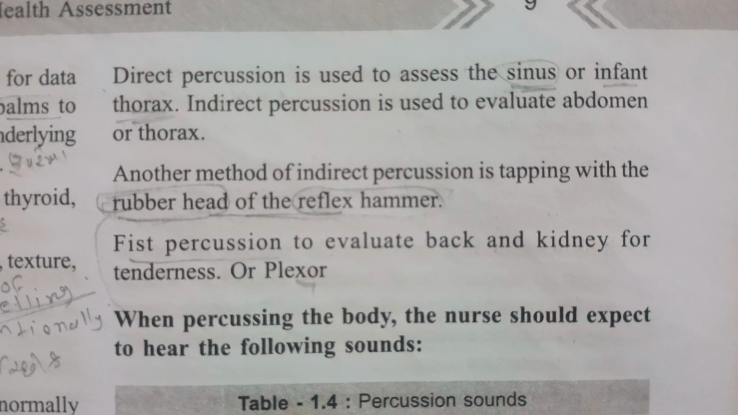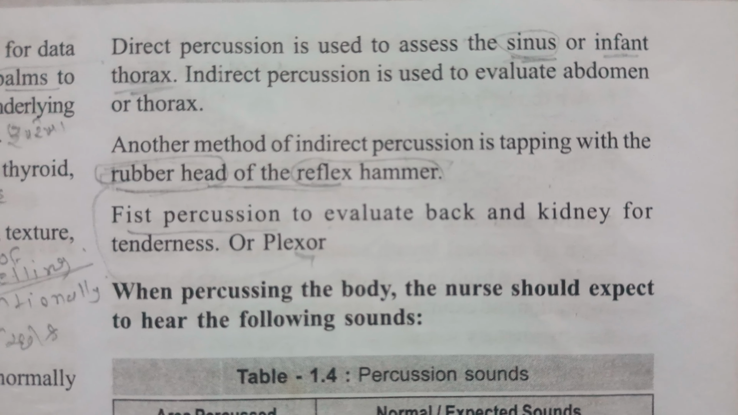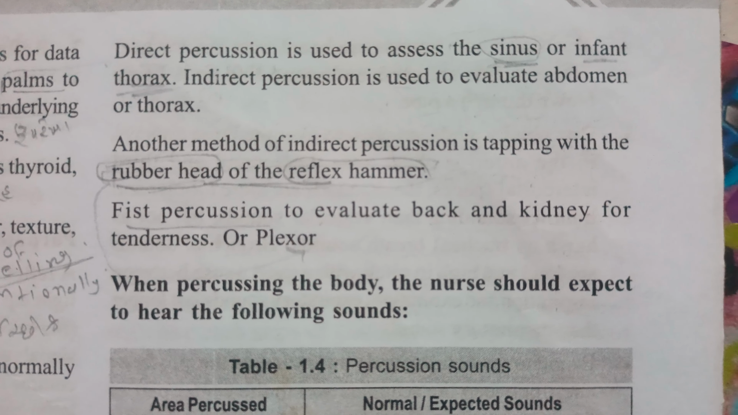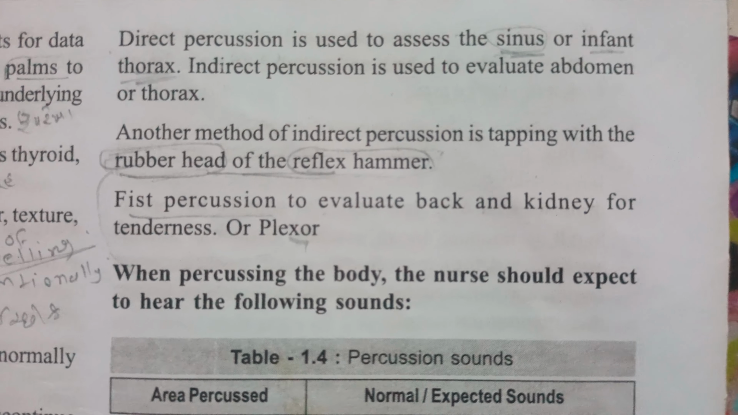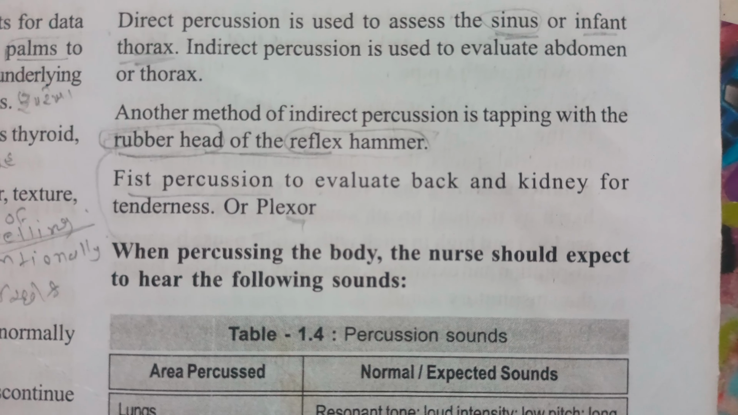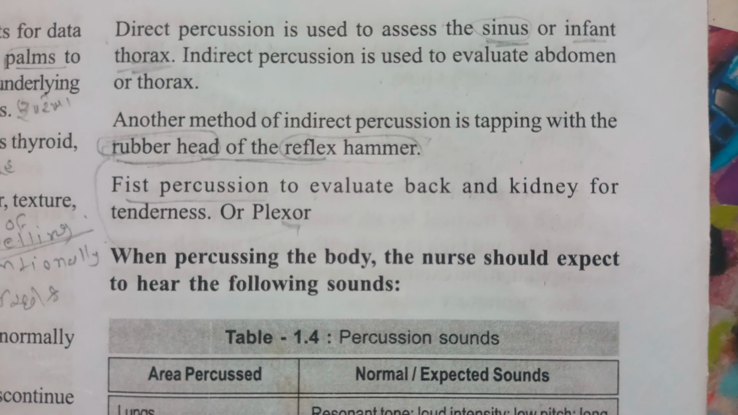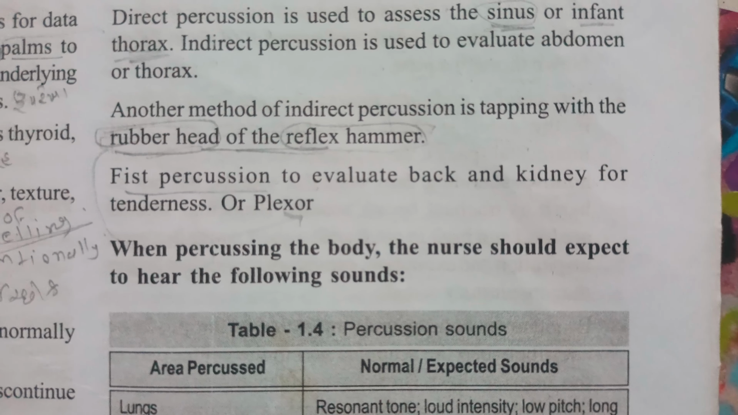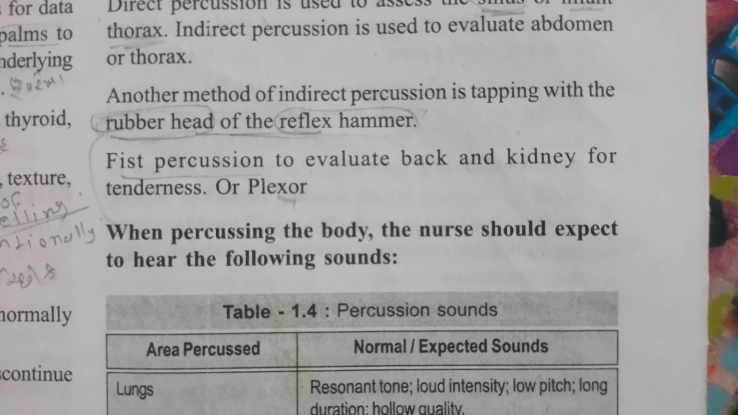Direct percussion is used to assess the sinus or infant thorax. Indirect percussion is used to evaluate the abdomen or thorax. Another method of indirect percussion is tapping with the rubber head of a reflex hammer. Lastly, fist percussion is used to evaluate the back and kidney for tenderness or pain.